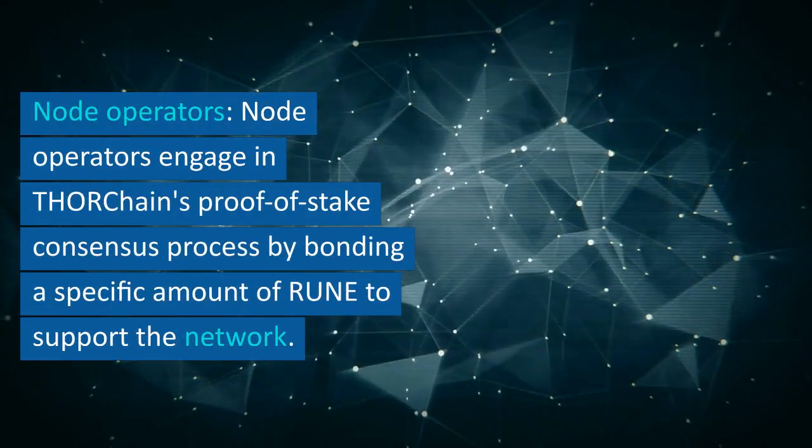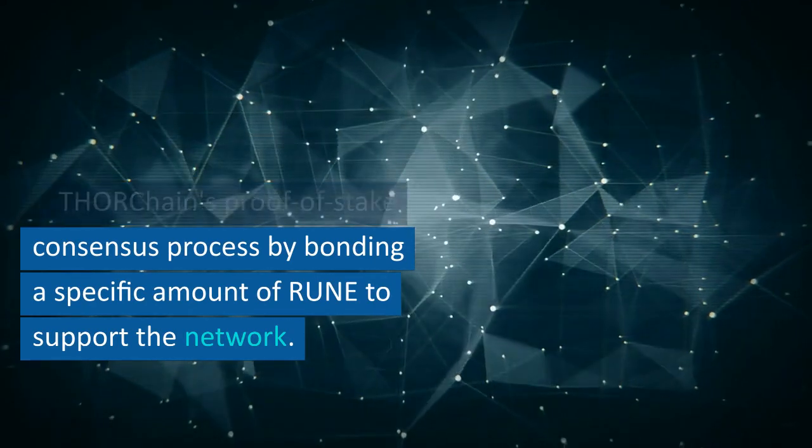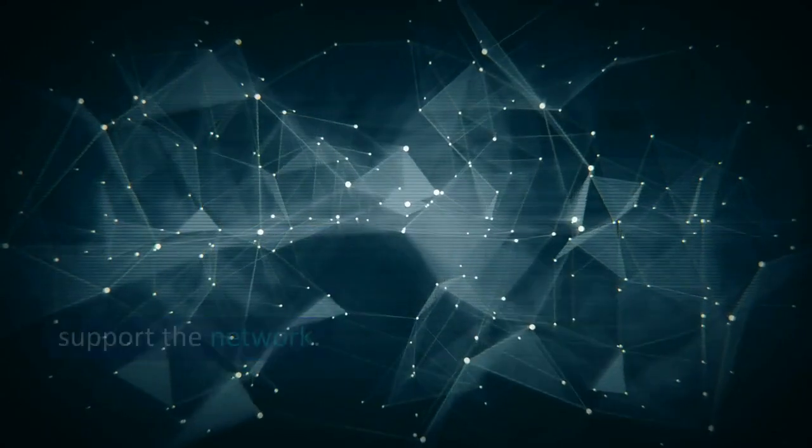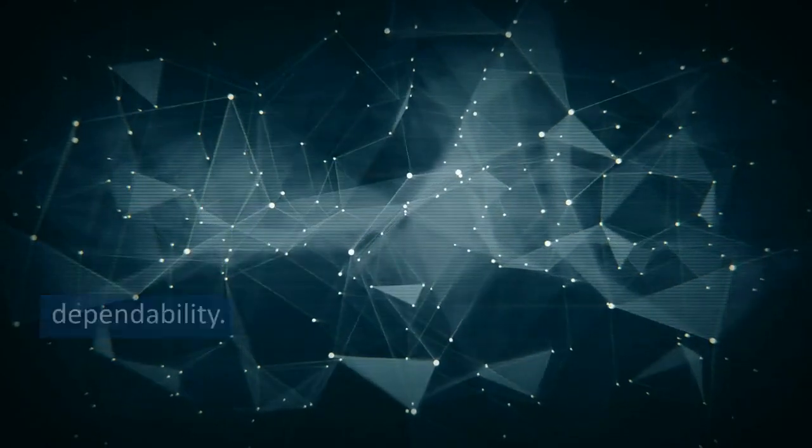Node operators. Node operators engage in THORChain's proof-of-stake consensus process by bonding a specific amount of RUNE to support the network. These operators are required to maintain their anonymity and are churned in and out of the network based on their dependability.